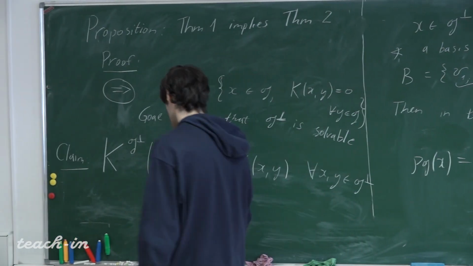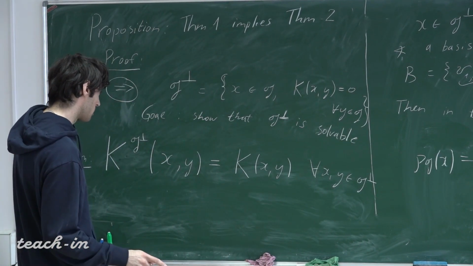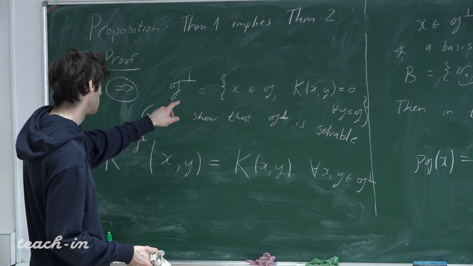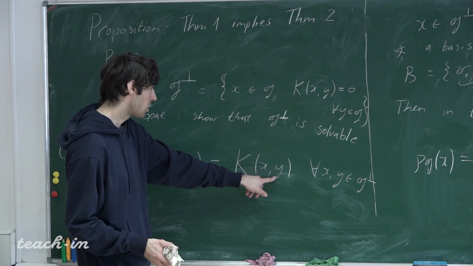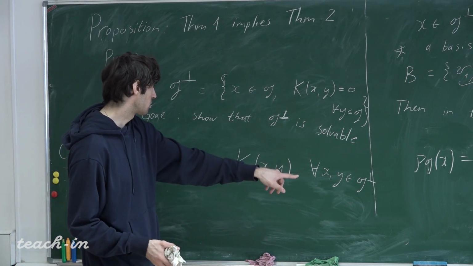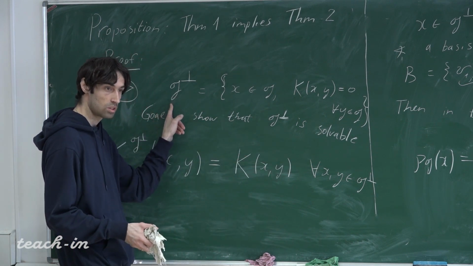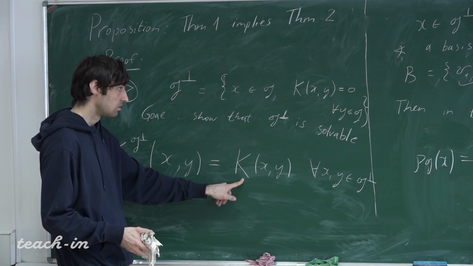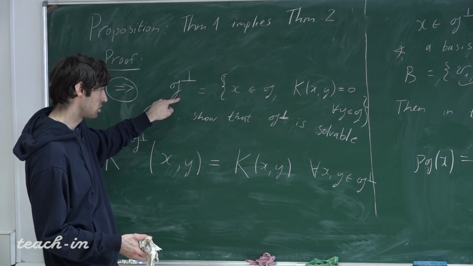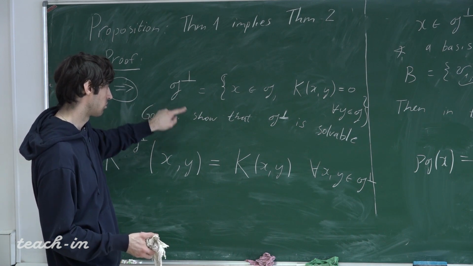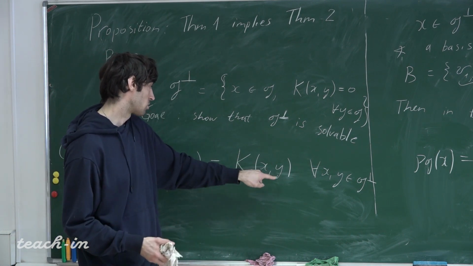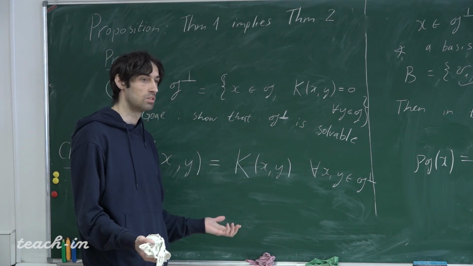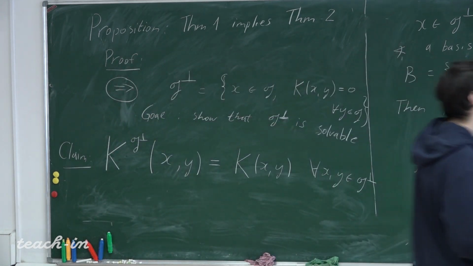So we have now this. But you see, for y and x from G orthogonal, just by the definition of G orthogonal, K is just 0, right? Here's the definition of G orthogonal, right? So if I take x from G orthogonal and any y, so it happens to be from G orthogonal as well, but it will be 0, right?